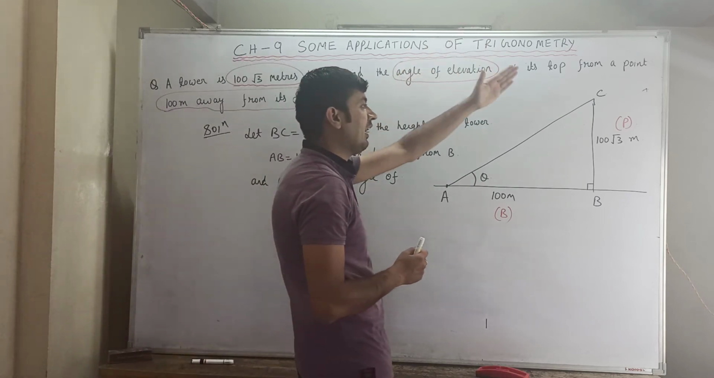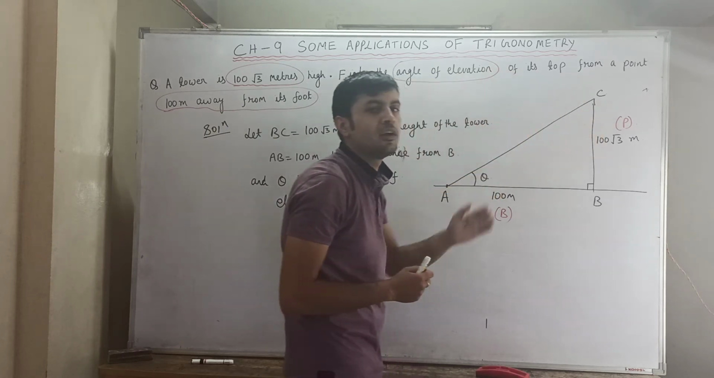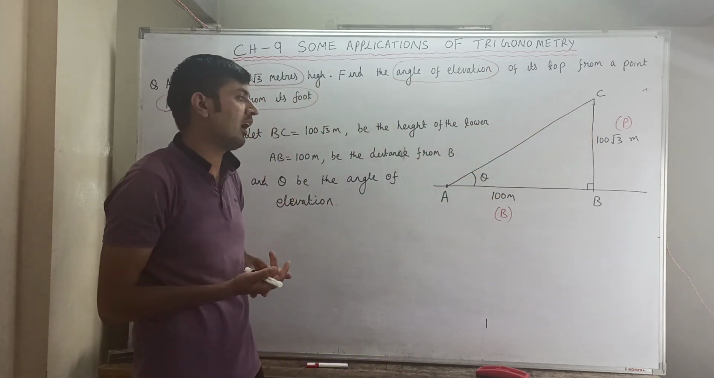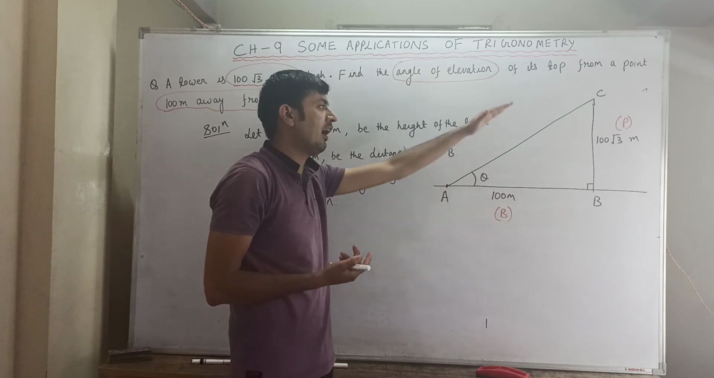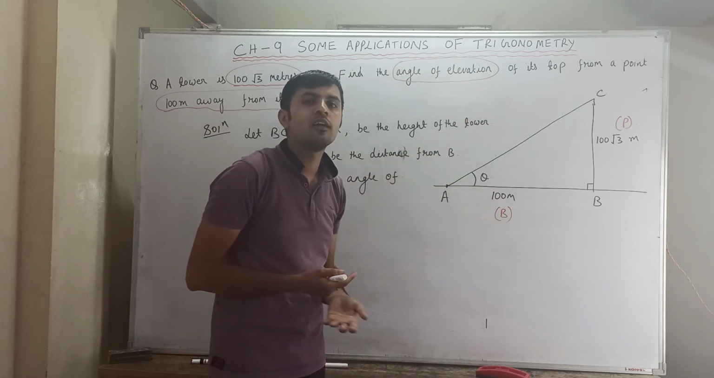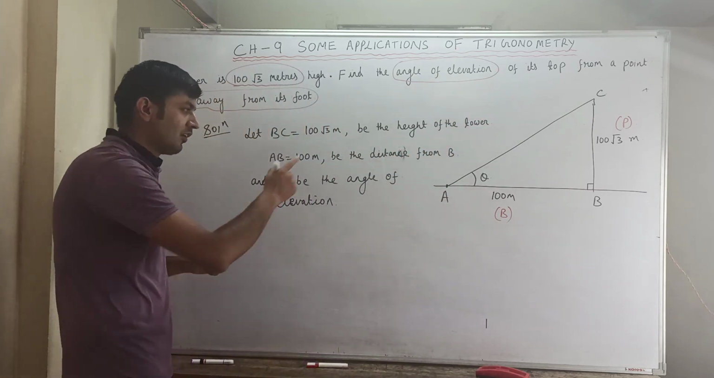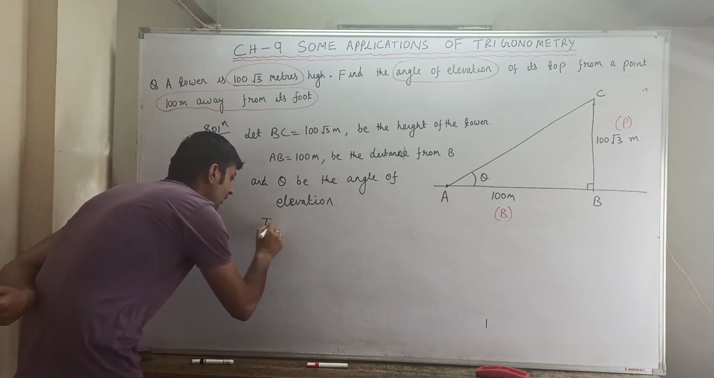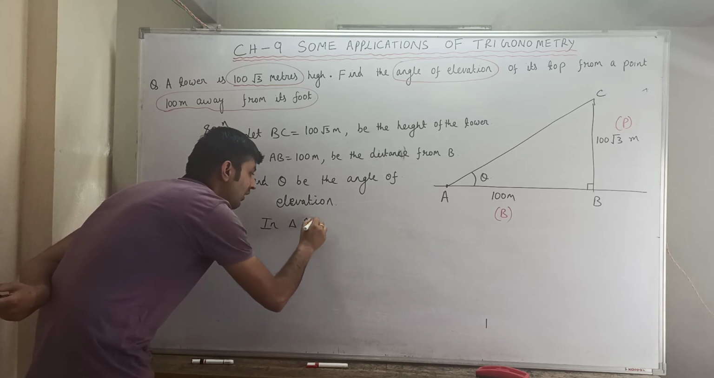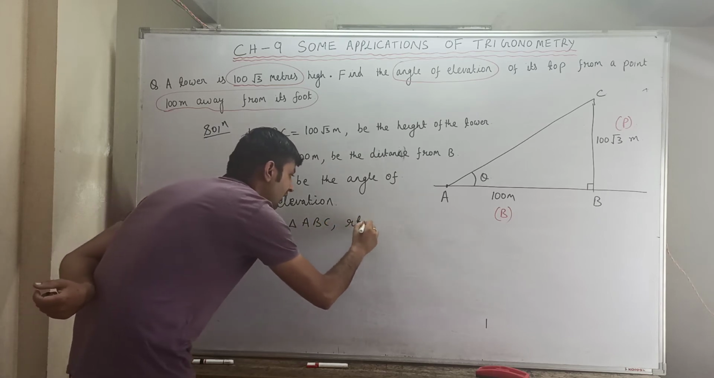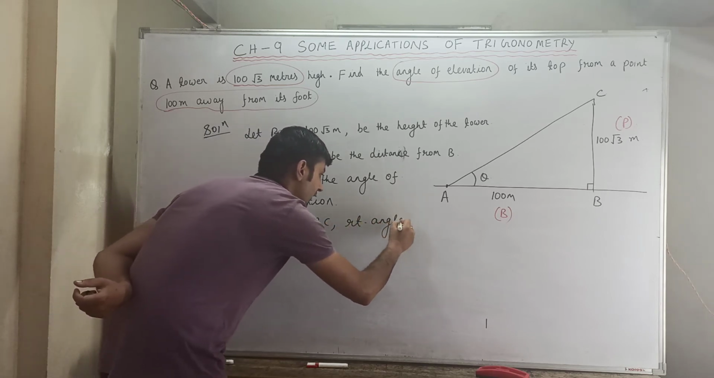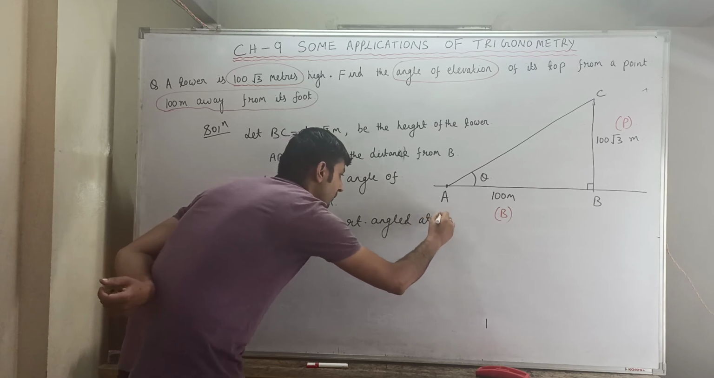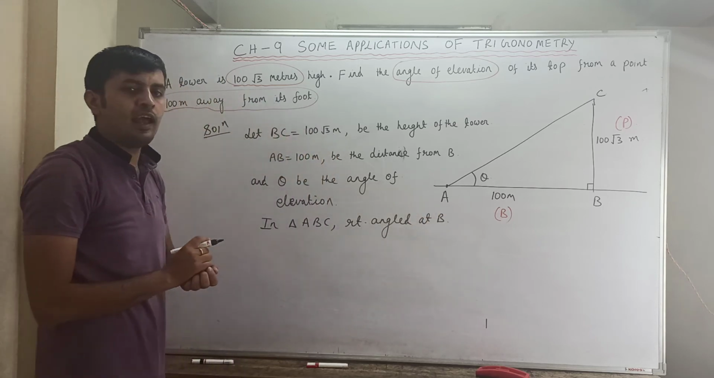If you have to connect hypotenuse and perpendicular, you have to use sine theta. If you have to connect base and hypotenuse, you have to use what? You have to use your cos theta. So here you can use your tan theta. So you can write it down. In triangle ABC, right angle at B. So you can use your tan theta.